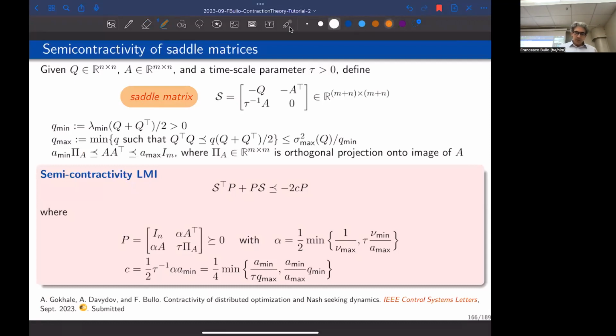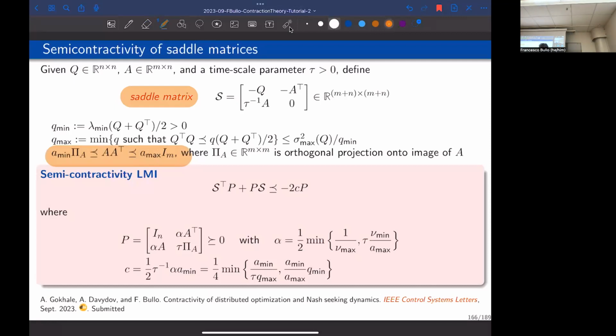Now, I'm going to skip some details. In fact, we're going to do it for the case where the constraints are redundant, and I have a lower bound on A transpose A, which is not the identity, but it is Pi sub A, which is the orthogonal projection onto the perpendicular to the kernel of A, or the orthogonal projection onto the image of A.